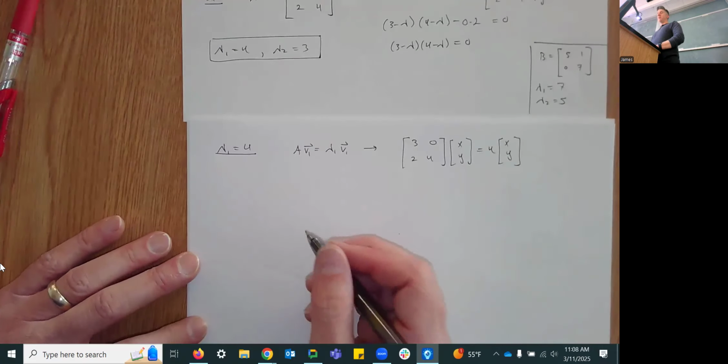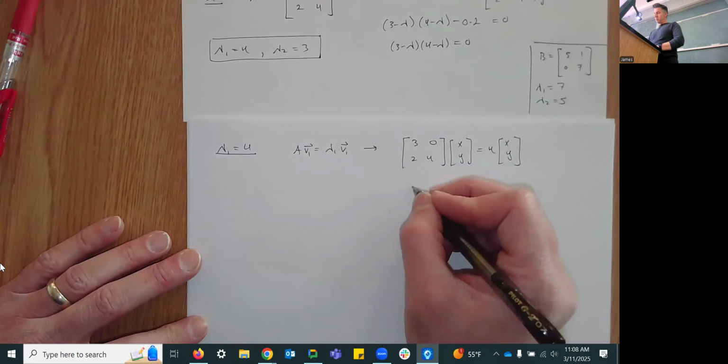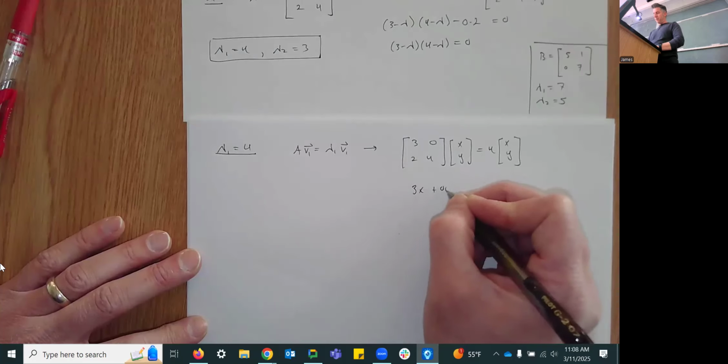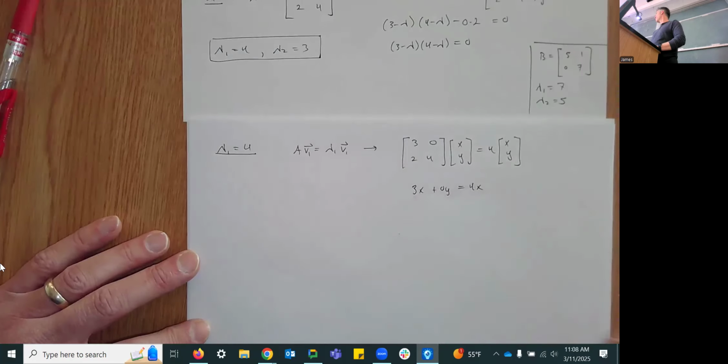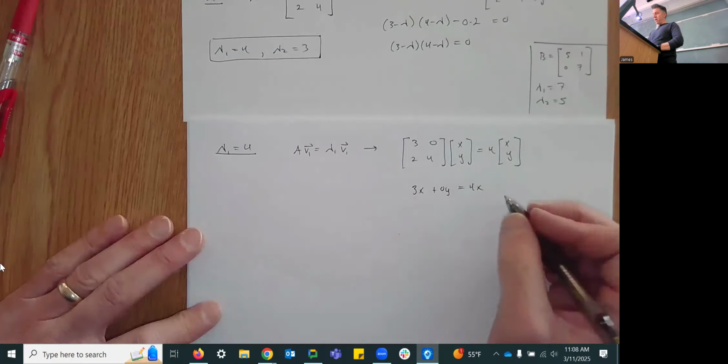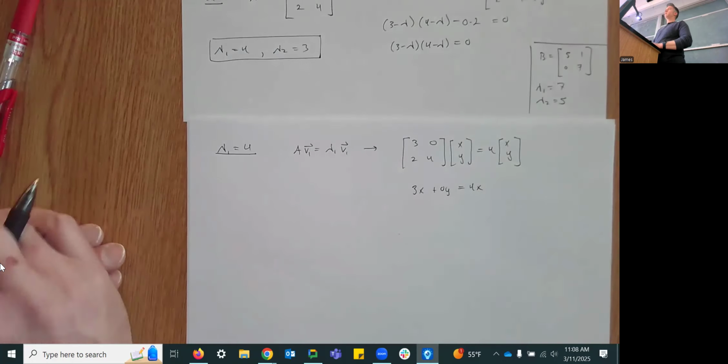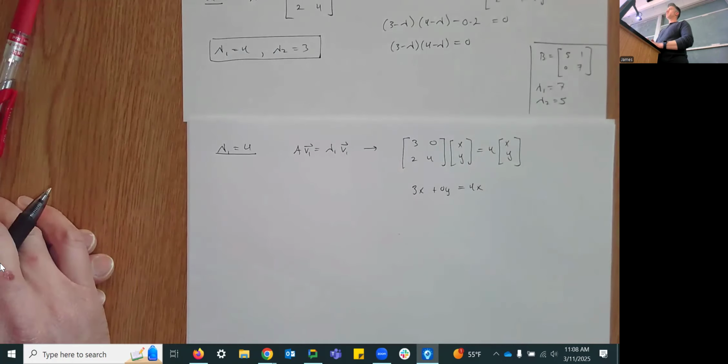And in this one, well, let's see. The first equation gives me 3x plus 0y equals 4x. Okay, so I have 3x equal to 4x. What's the solution? 3 times what equals 4 times the same what?